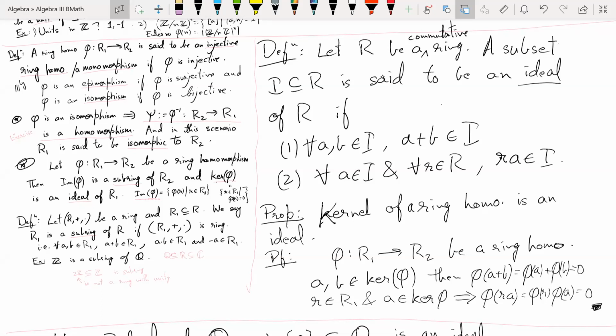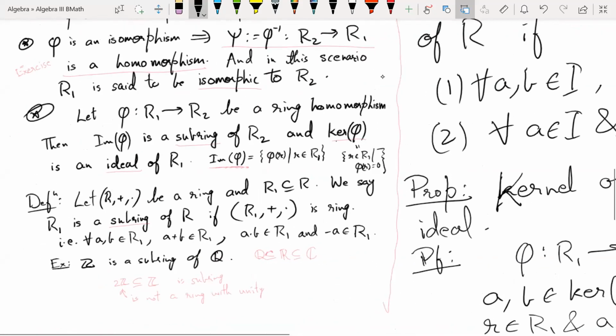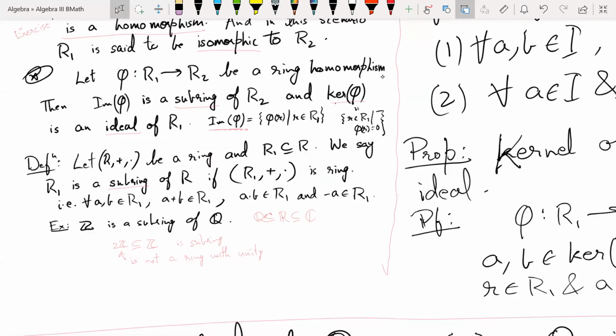Some people insist that the two rings may not have the same unity, but we will have this convention that if both the rings have unity, then they must be the same. Sometimes they don't insist on this, so maybe I'll add this. Here, for instance, 2Z doesn't even have a unity, so we can't even talk about it.